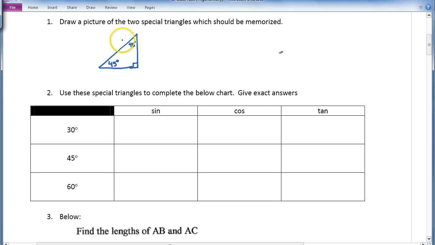Now we want to include the lengths on these, and what we remember is that if this angle here is 45 and this angle here is 45, this length and this length must be equal. So we can just set them to 1, and then by using Pythagoras' theorem we'll get root 2.